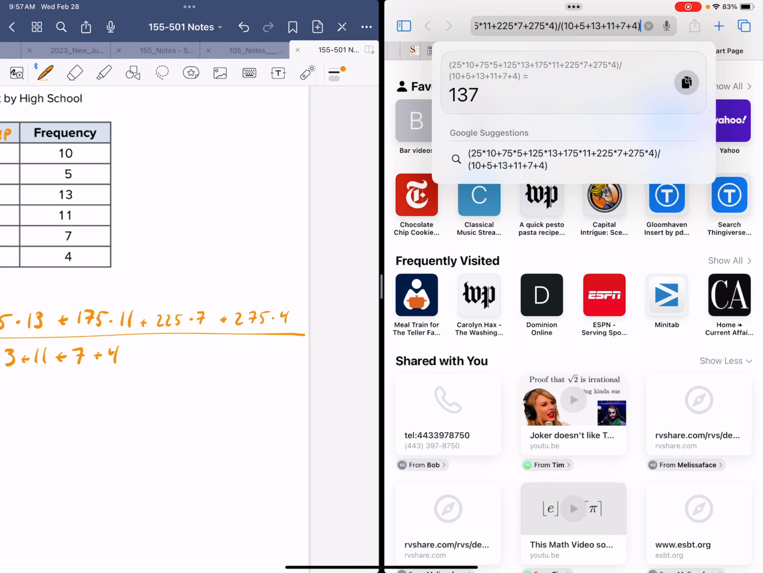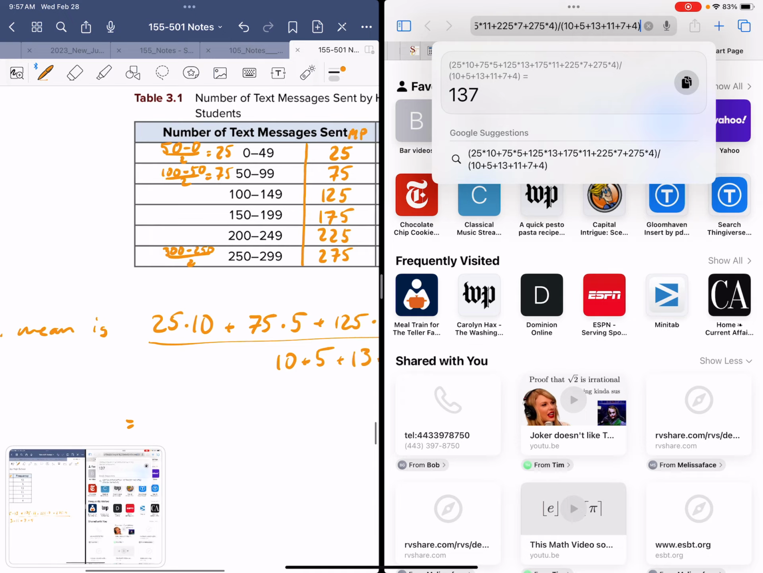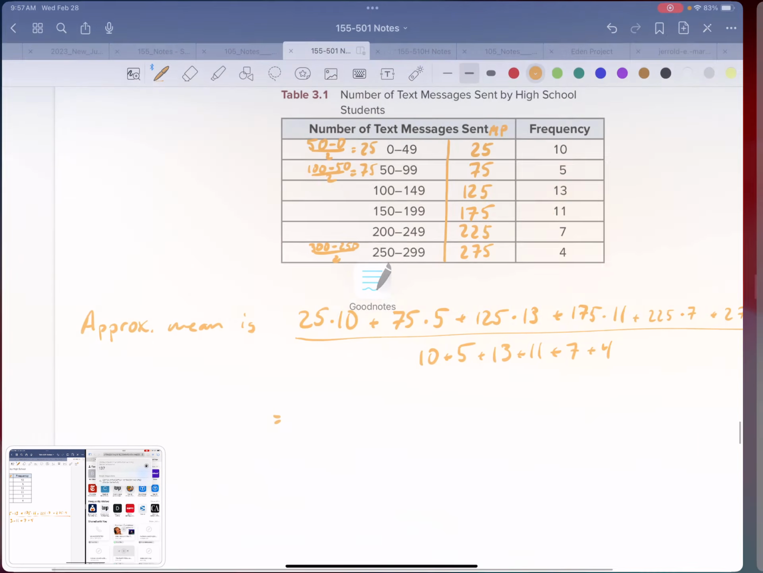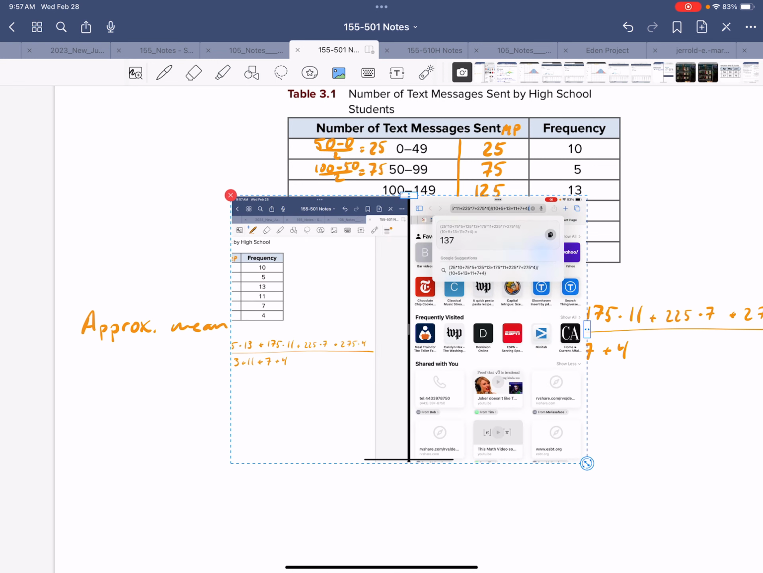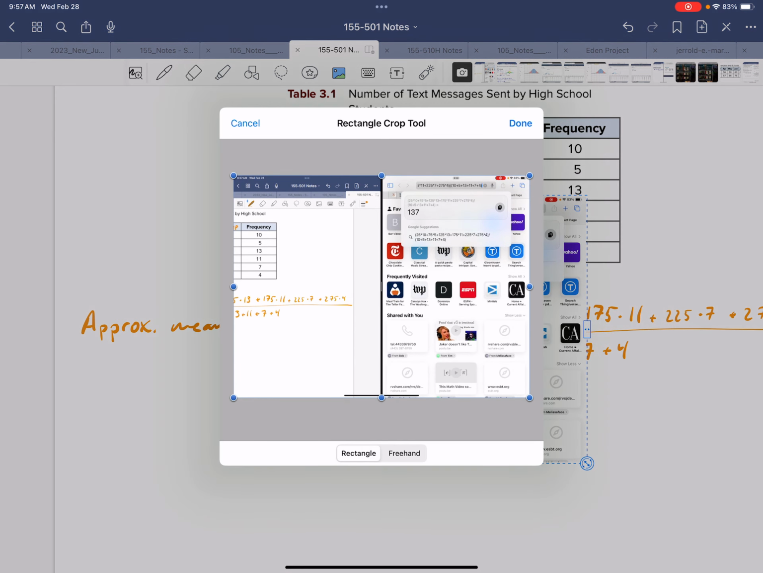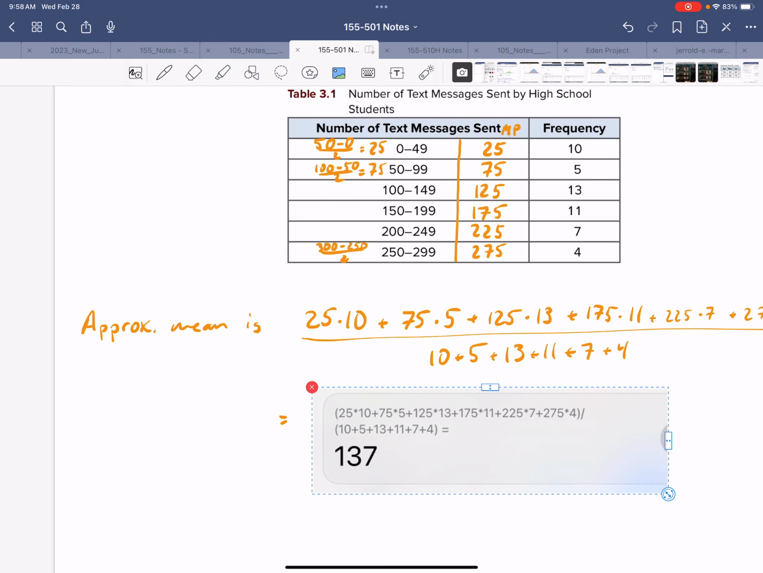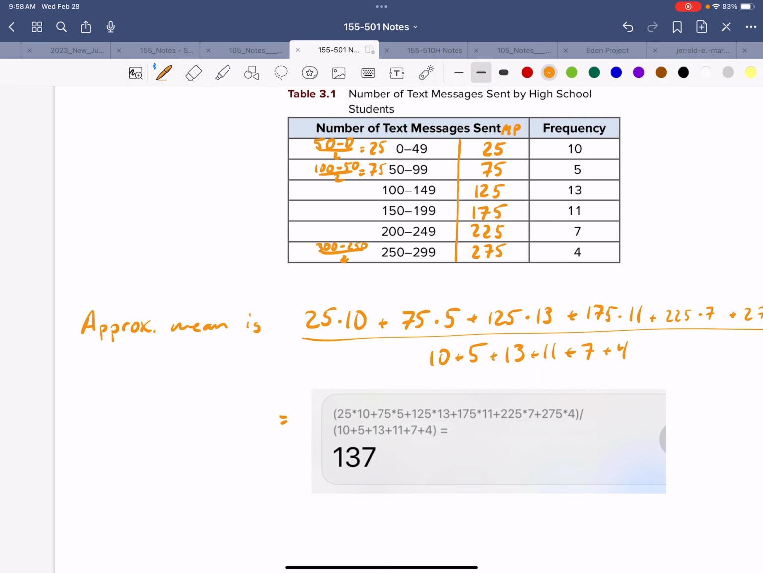Okay. I'm just going to screenshot that and put that in what we have right here. I'm just going to crop it a little bit. All right, there you go. And that's our answer, 137. Now, again, is this the correct mean? Almost certainly not, but it's probably pretty close.